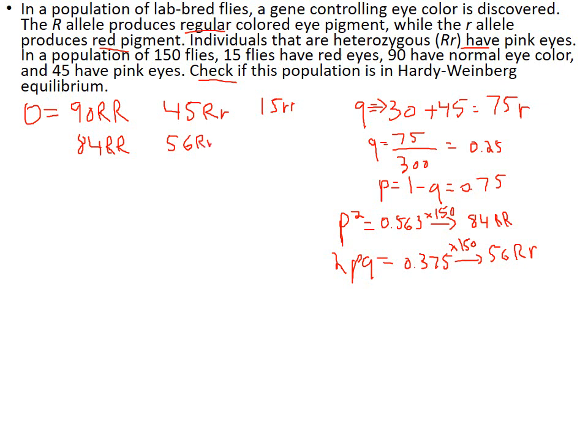And now I can do my q squared, which is going to be 0.25 squared, 0.0625. In 150 individuals, that's going to be times 150. About 9 individuals that are little r, little r.